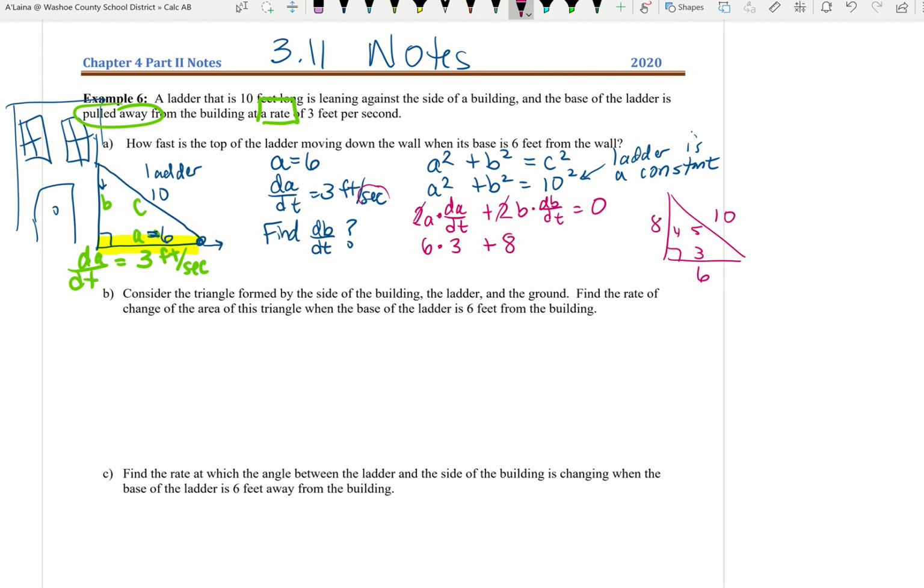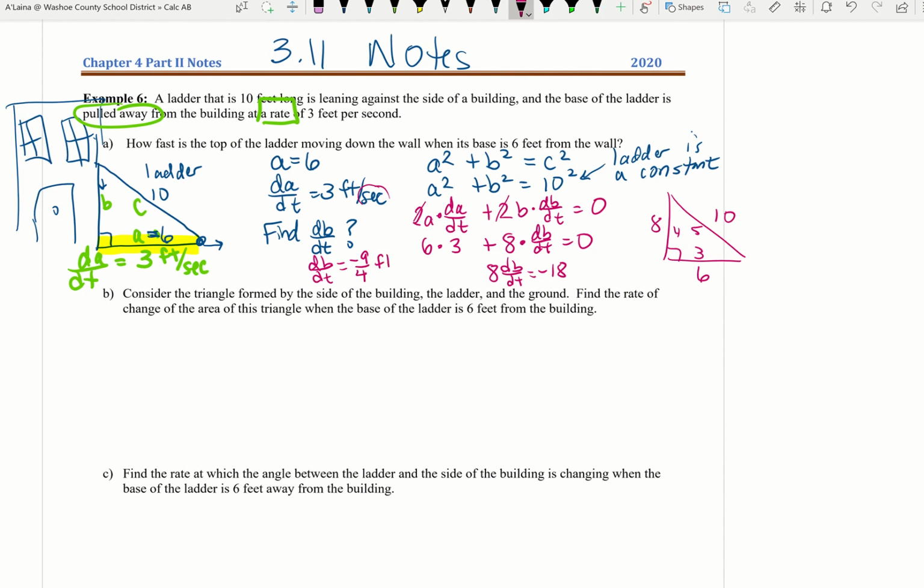So B is 8. And what I'm trying to find is dB over dt. And now I just have a simple algebra problem. I'll move that 18 over to the other side, and then I'll divide by the 8 and reduce. And so dB over dt ends up being negative 18 over 8, which reduces down to negative 9 over 4.